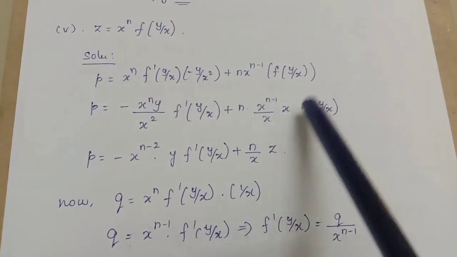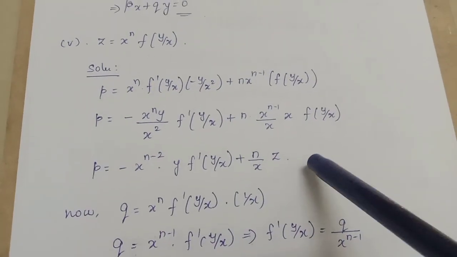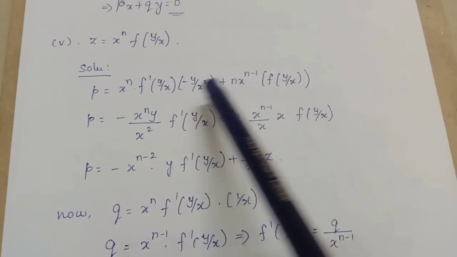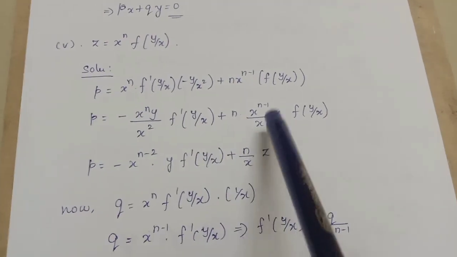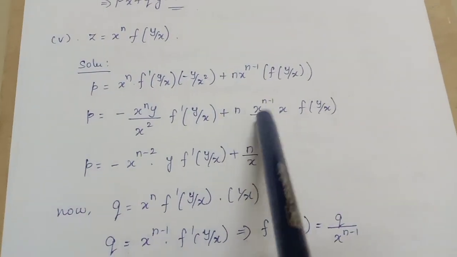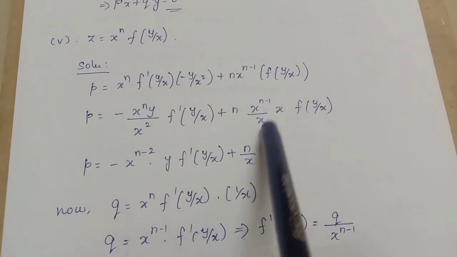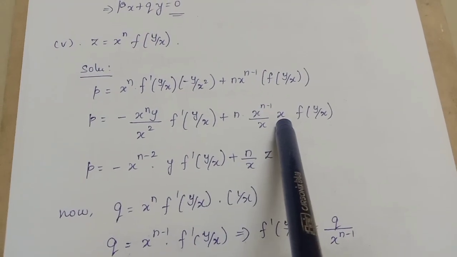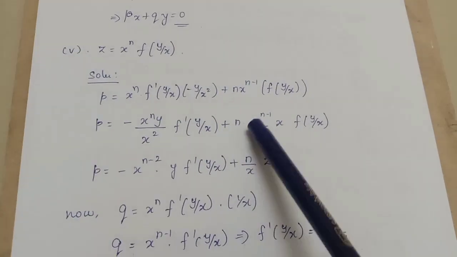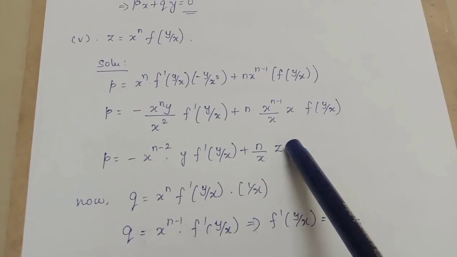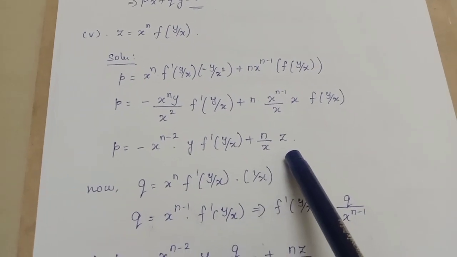Otherwise I have to bring and I have to differentiate again and again. Okay, so instead of this f of y by x, I can substitute what? Z by x power n. So or here I am having x power n minus 1, no, multiply and divide by x. So it will be what? X power n by x. Okay, right? So x power n into f of y by x can be written as z. So n by x into z.